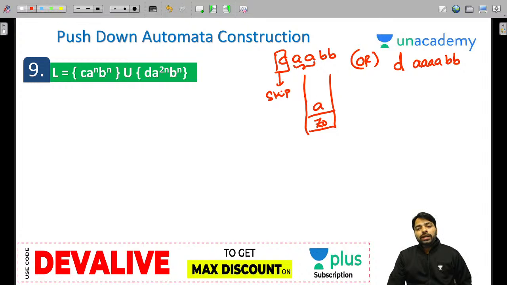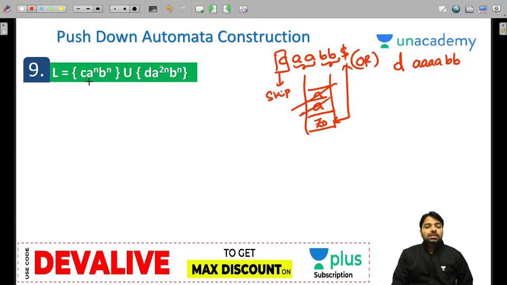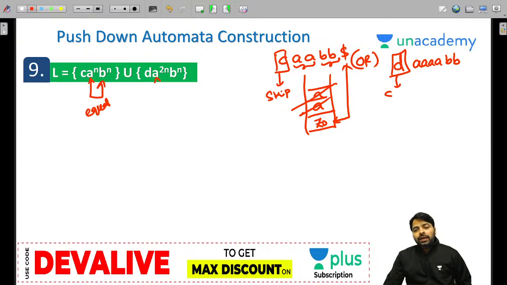Every A push 1A, every B pop 1A. So when dollar comes, Z naught. So logic here is to check equal. And here logic is, if D comes, you know what to do, skip only. But logic slightly changes. Now every 2A's push 1A, and every B pop 1A. Simply pop, every B pop 1A only.